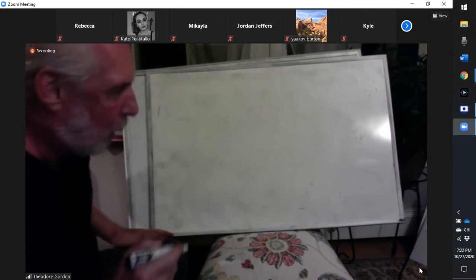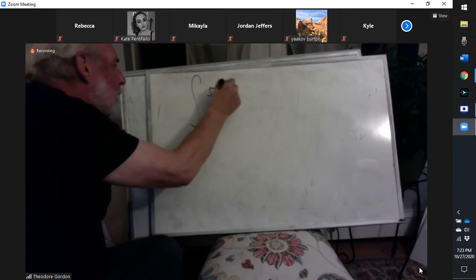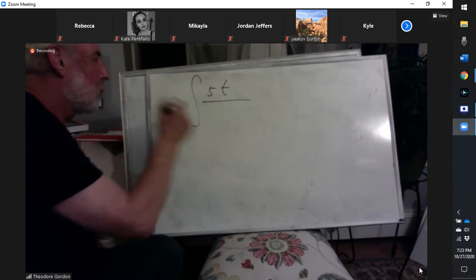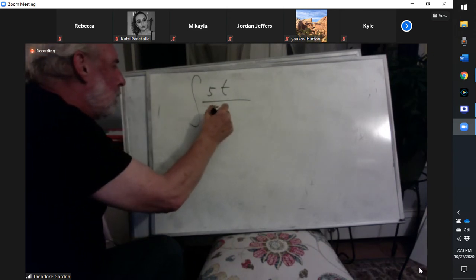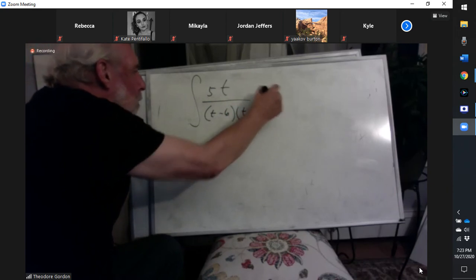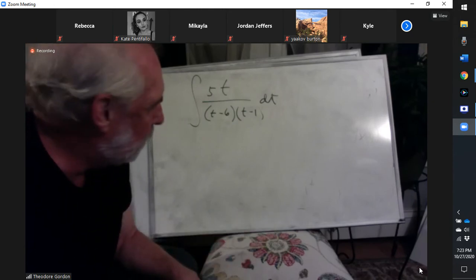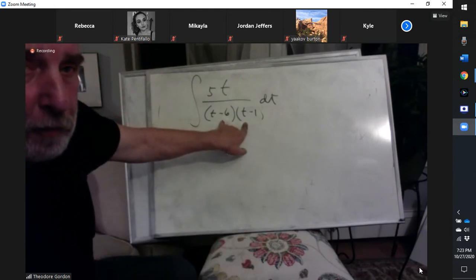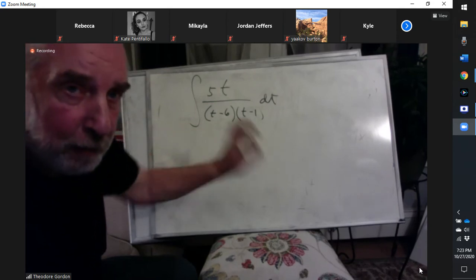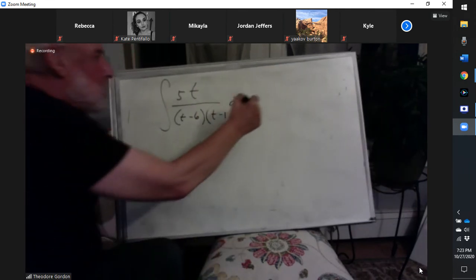So one more example here. I'm just going to make something up, which is probably a bad idea, but let's see. So 5t over t minus 6 and t minus 1 dt. I switched to t's because I'm tired of x's. That's the only reason. Okay, so we have two linear factors, and they're different. They're distinct. So this integral can be broken up like this.